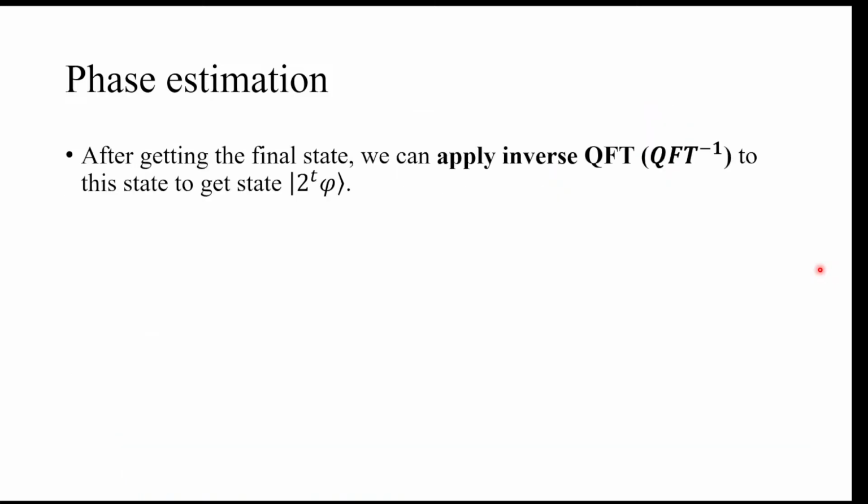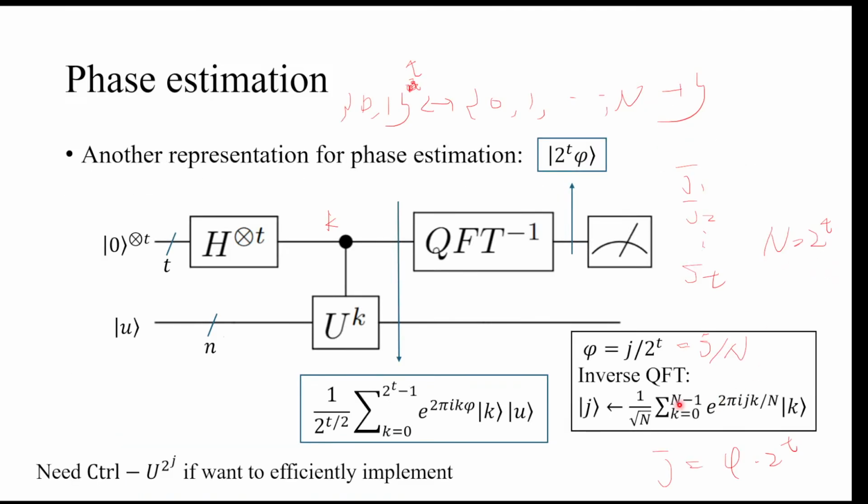This is a more succinct notation for phase estimation. You estimate this phase, which is phi, and it's j divided by 2 to the t. You will learn j, and you can divide by 2 to the t to get your phi.